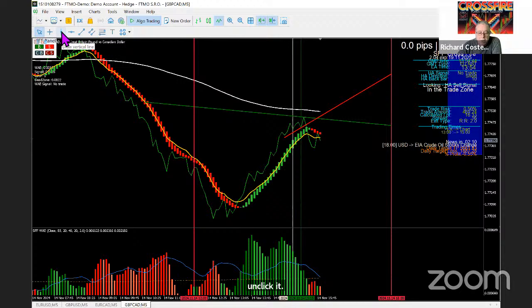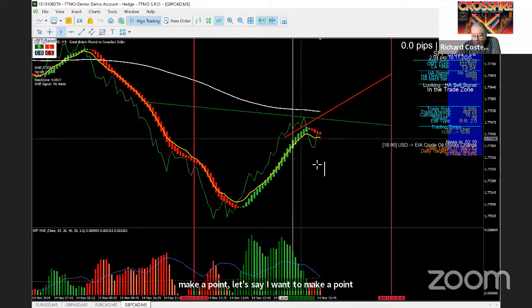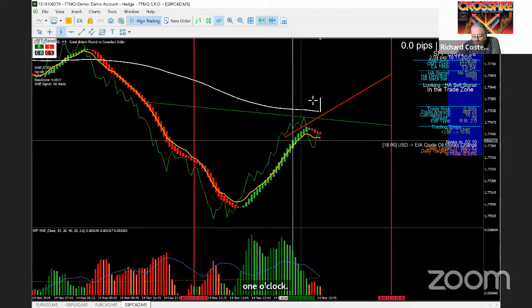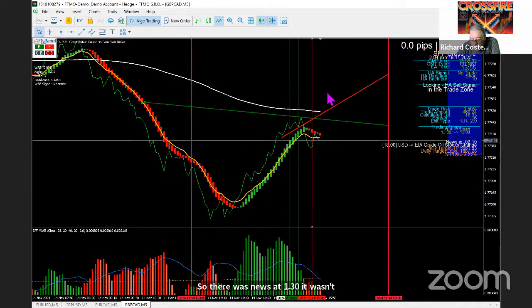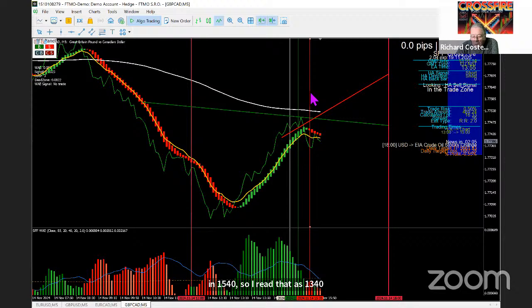I sometimes use these vertical lines if I want to make a point. Let's say I want to make a point that there was some news at 1:30. It wasn't on my chart, but if I've just put that on there, it's saying 15:40, so I read that as 13:40. If I want to just drag it to 13:30, there we go. I can just drag it there.